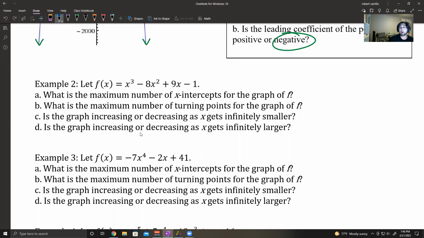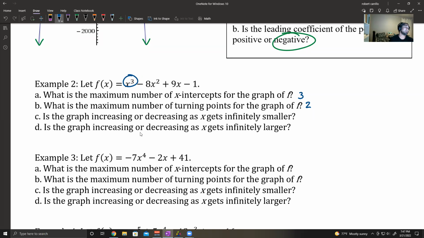So this wants to know, how many x-intercepts should we have? So we look at the highest degree. What's the highest degree on our function? 3. So this means we would have 3 x-intercepts. Now, B says, what is the maximum number of turning points? So how many turning points would this function have? 2. Because it's always the degree minus 1.